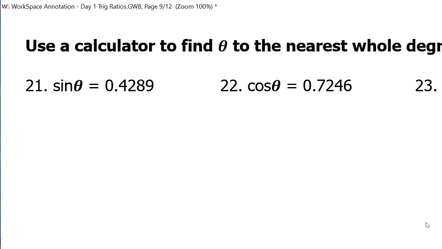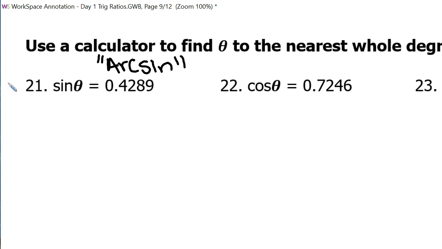Next section, it says use a calculator to find theta to the nearest whole degrees. And this is the second function. So this time, we're moving in the opposite direction. This time, they're giving us the answer to 4 decimal places, and we have to figure out what is the angle that produced that value. So if they're giving you the answer for the sine, this is called arc sine. So if they give you the answer, you'll have to use the second function of the sine key.